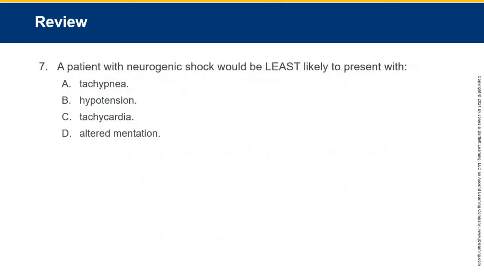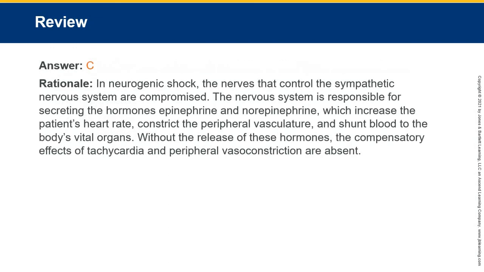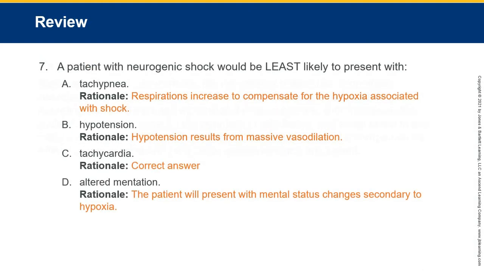So a patient with neurogenic shock would be least likely to present with what? So tachypnea, hypotension, tachycardia, and altered mental status. So don't forget, this is shock, so they're going to be hypotensive. So the answer is actually C. Neurogenic shock. The nerves that control the sympathetic nervous system are actually compromised. So they're generally not going to be tachycardic. And they're going to be altered because of the low blood pressure, and they're going to have low blood pressure. And then they can also be tachypneic as well.